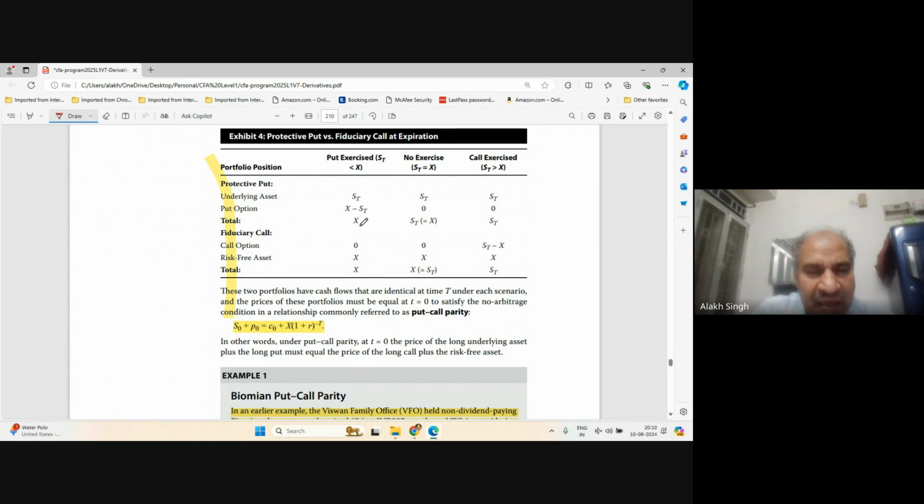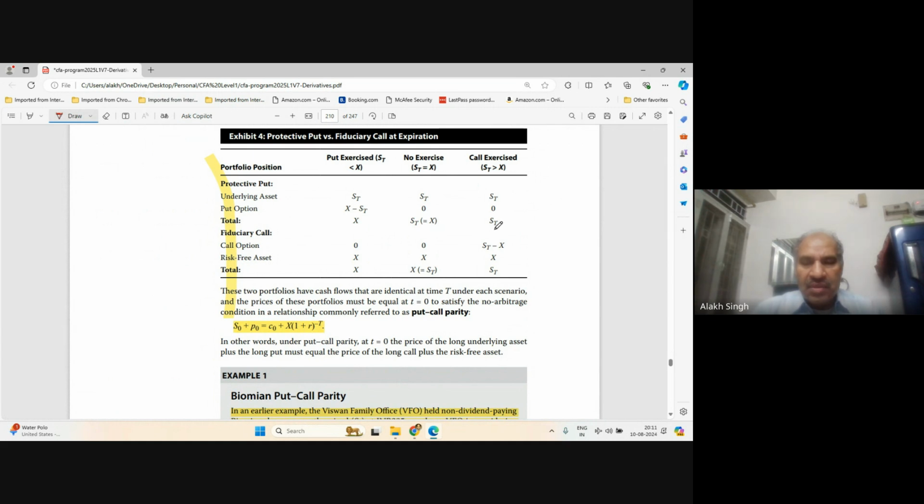How much maximum will he get? He will get ST, because if the price is higher, then the put will not be exercised. This one is the protective put. So when ST is higher than X, the put will not be exercised and he will get ST. When exercised, he will get X, meaning when the price has fallen, the protective put will give him X. And when they are at the money, X and ST are equal, because ST is equal to X, then no exercise, neither of call nor of put.